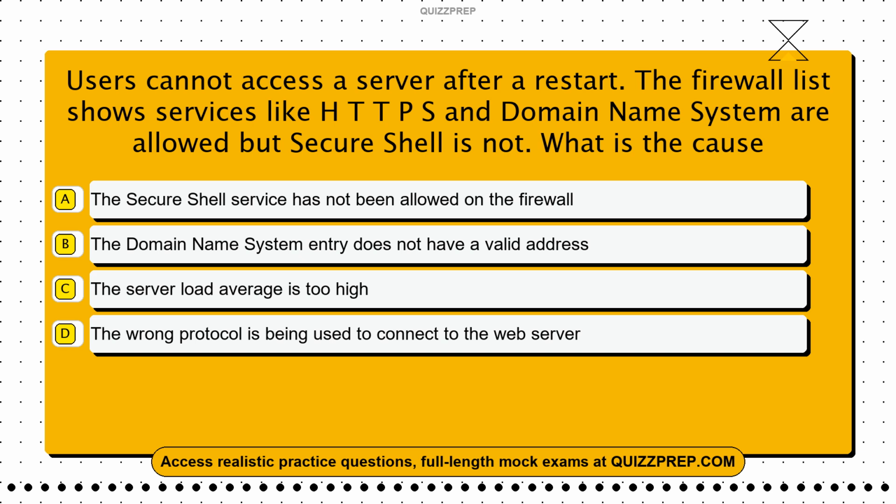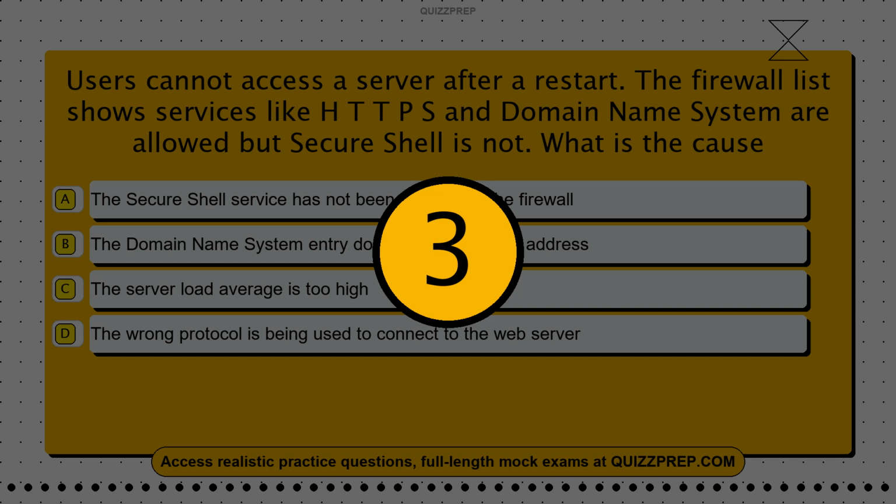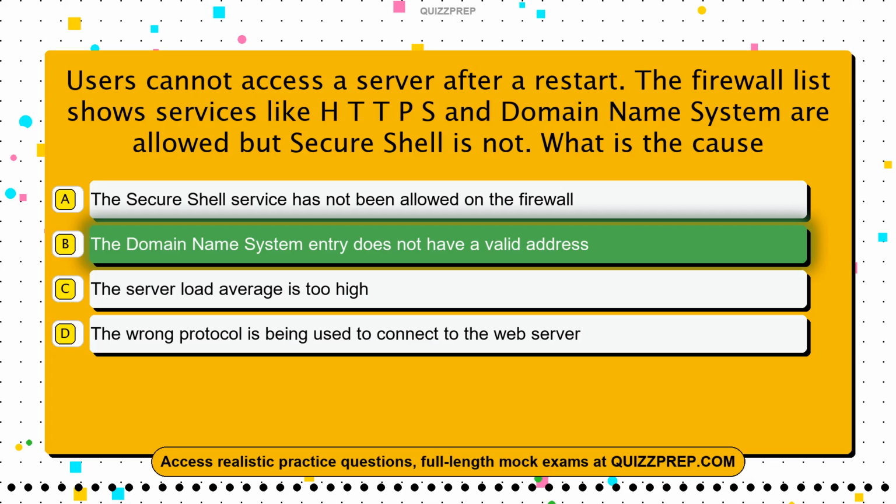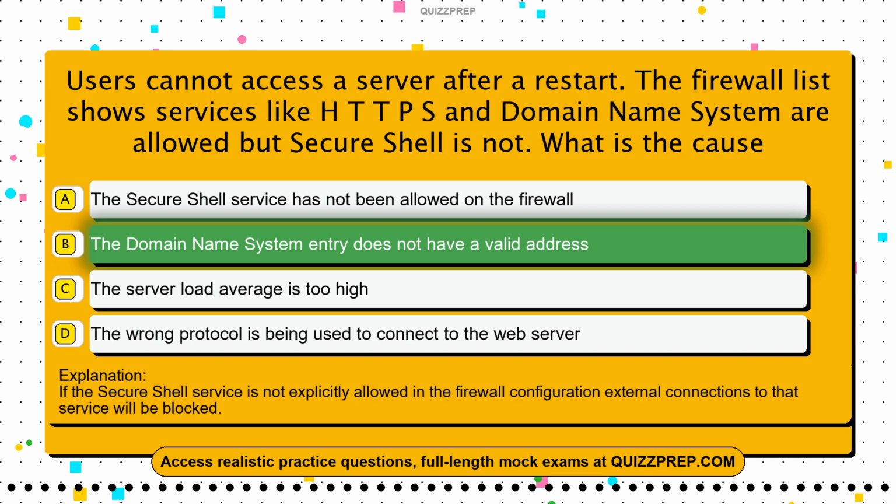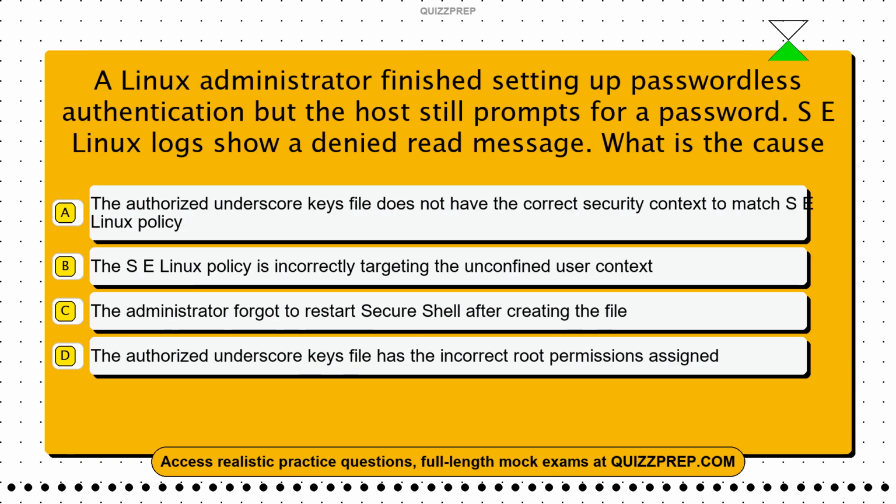Option B. The domain name system entry does not have a valid address. Option C. The server load average is too high. Option D. The wrong protocol is being used to connect to the web server. The correct answer is option B. The domain name system entry does not have a valid address. If the secure shell service is not explicitly allowed in the firewall configuration, external connections to that service will be blocked.